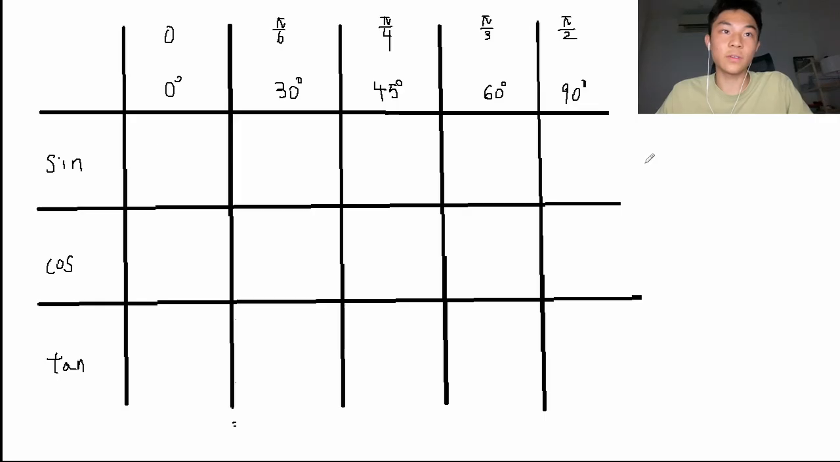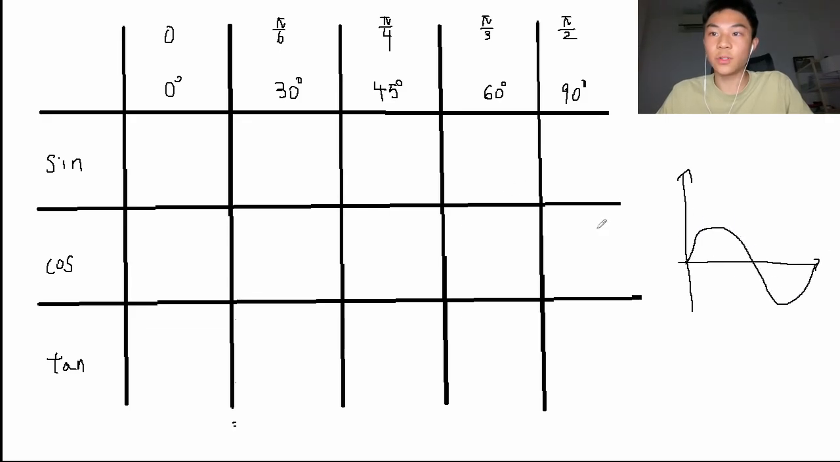So let's look at sine first. So sine, let's draw this graph. So sine will start at 0, right? It'll look like this. So we'll start at 0, so sine 0 equals 0. And we know that the first maximum is at 90 degrees, right? So sine 90 equals 1.